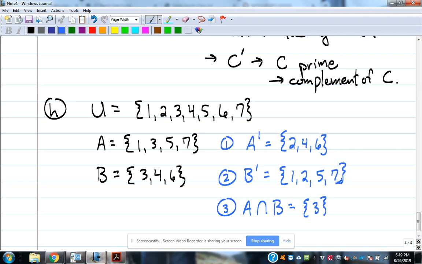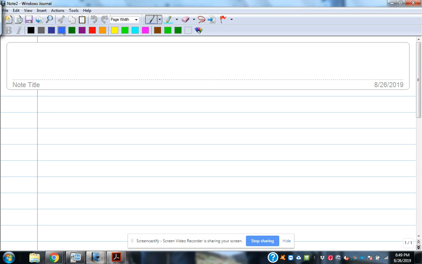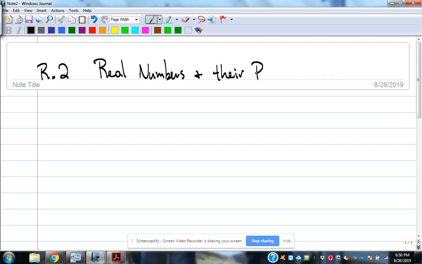So we're going to take that and move into section 2 and talk about R.2. We're going to talk about the real numbers and their properties. All right, so the real number system is where we spend a lot of our time in Math 100 and 110, but we do get into the complex number system a little bit.